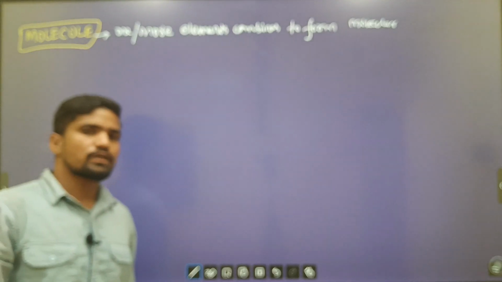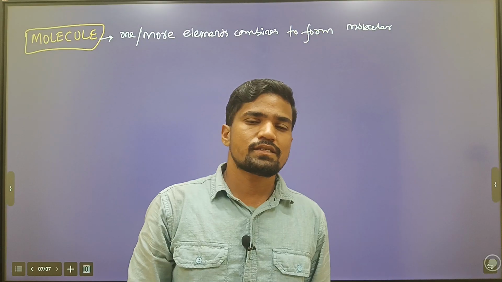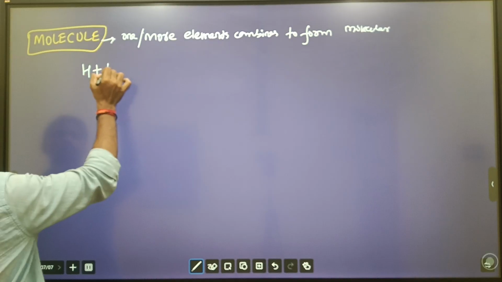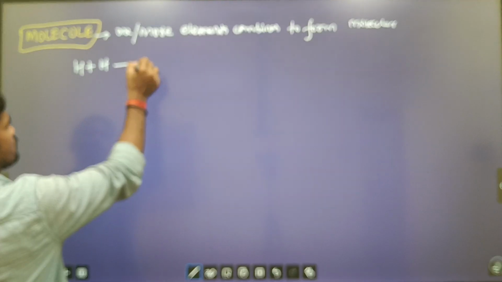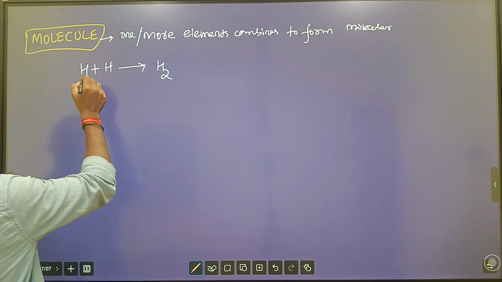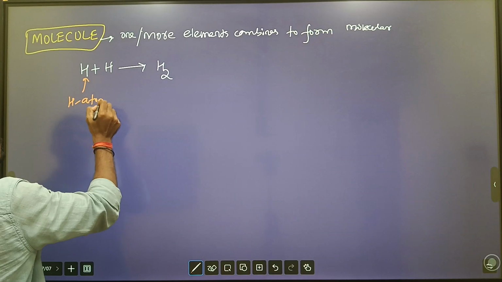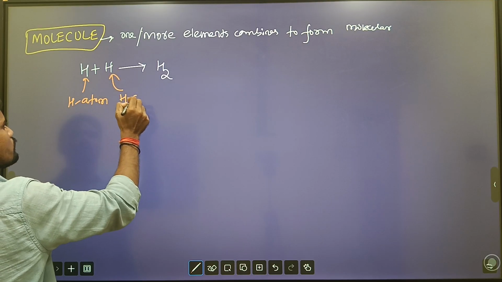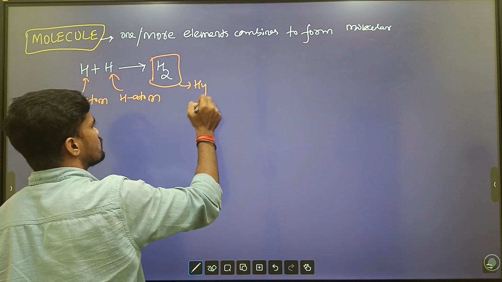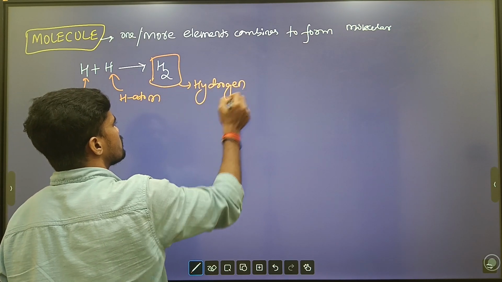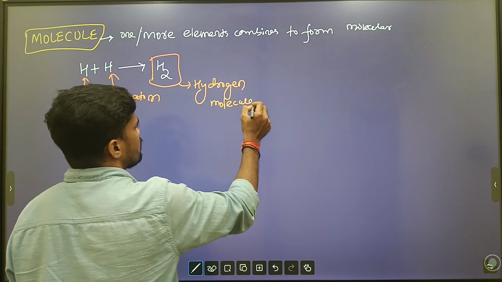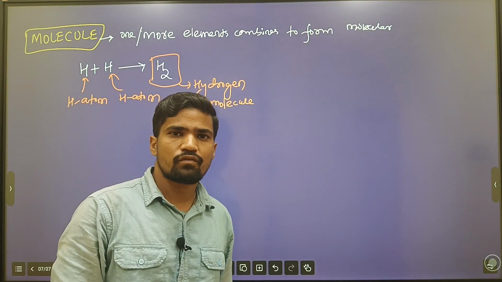For example, hydrogen atoms did not exist independently. These are hydrogen atoms, and they react with or combine with other hydrogen atoms to form H2. These are called hydrogen atoms, बेटा, and this is called the hydrogen molecule, because a molecule is formed by the combination of atoms. Okay.